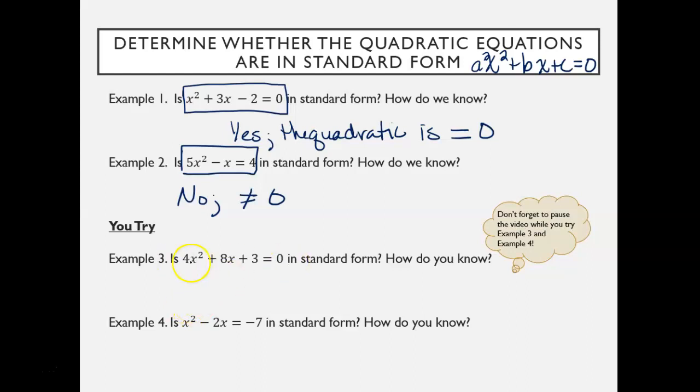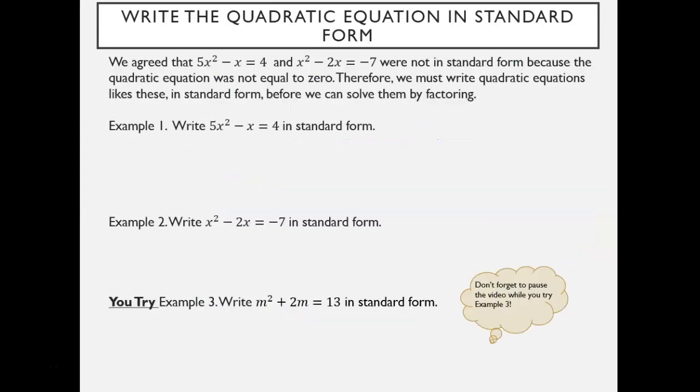So for example 3, was this in standard form? We would say yes, because the quadratic is equal to 0. For this one, we would say no, because the quadratic is not equal to 0. So equal to 0 is really important because we have a property that's going to use that 0 in a little bit. If it's not equal to 0, then you can't use the zero product property.